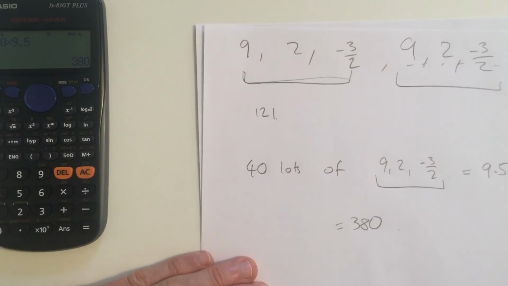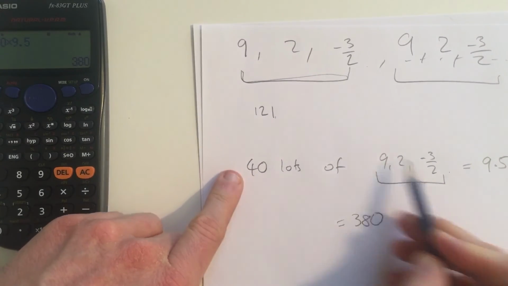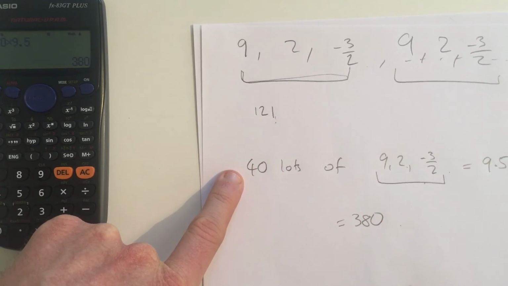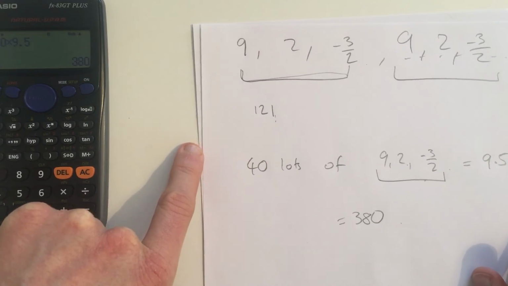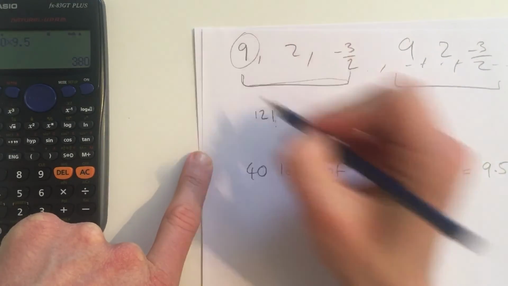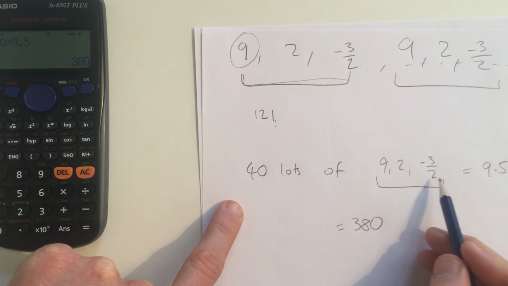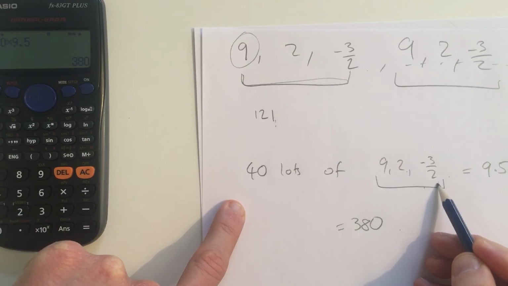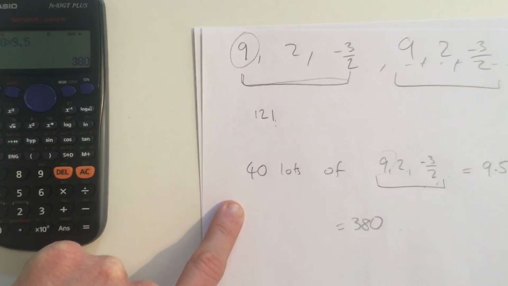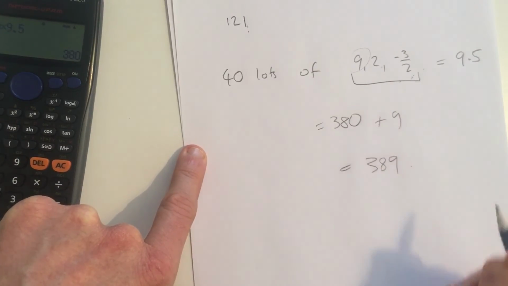And then I need to remember that actually I didn't want to add 120 terms. I wanted 121 terms. So the 121st term would just be 9. Because if you imagine I've got 40 lots of this, which would take me up to the 120th term, and there'd be one term after that, which would be another 9. So my answer is 389.